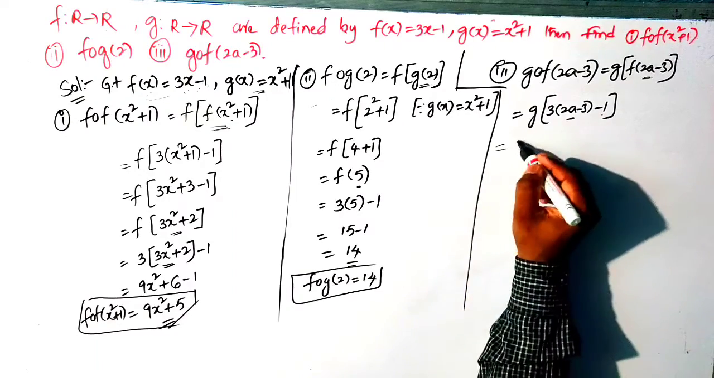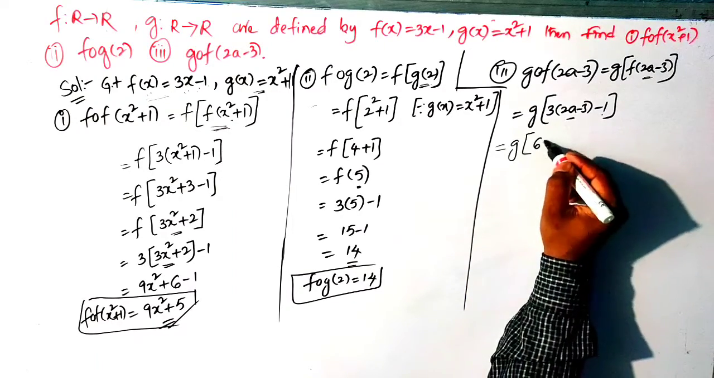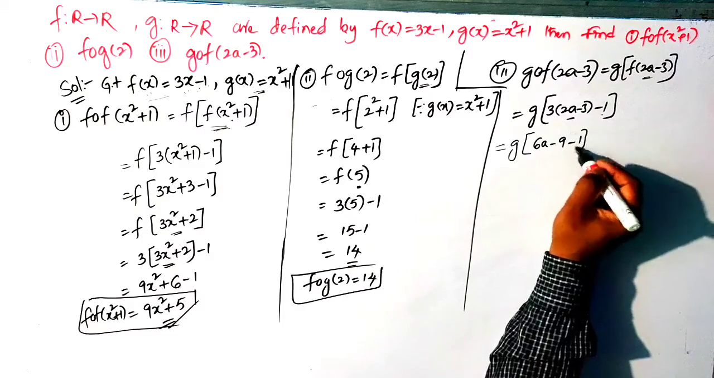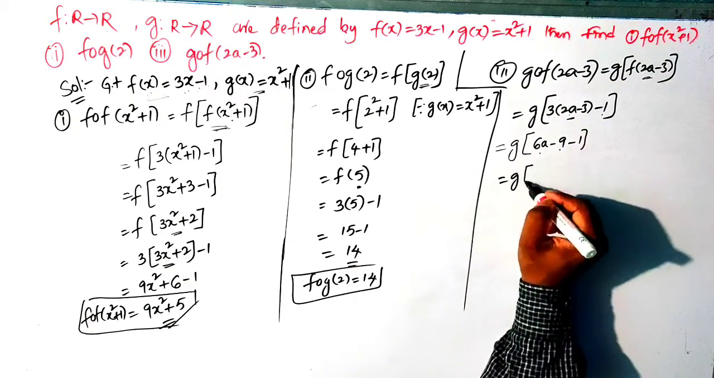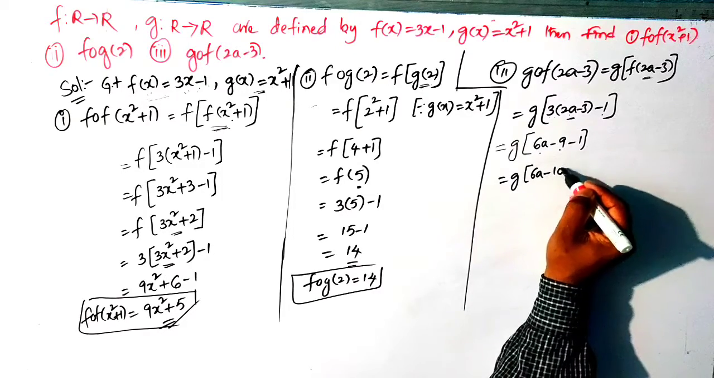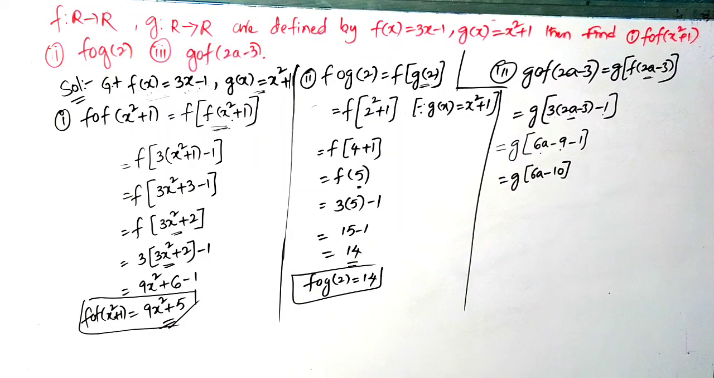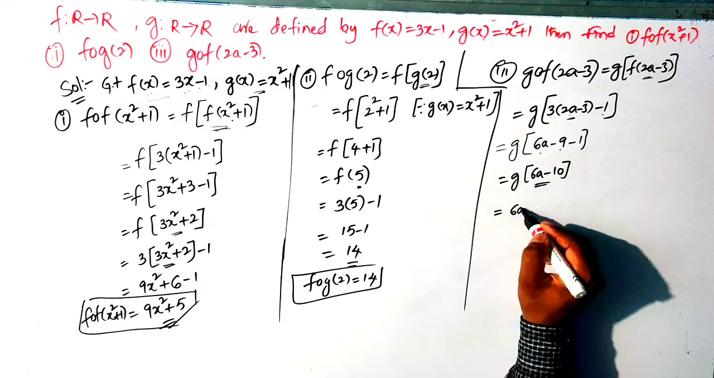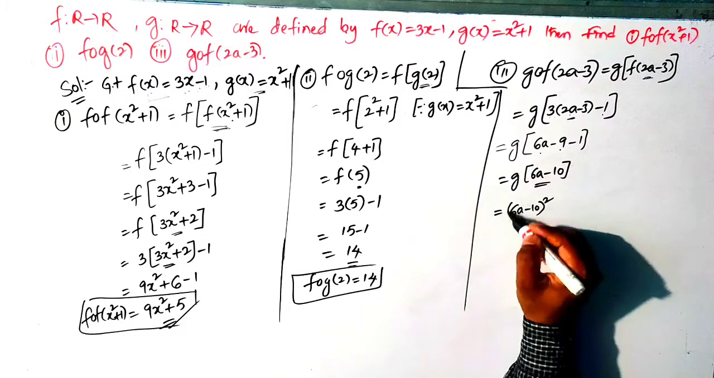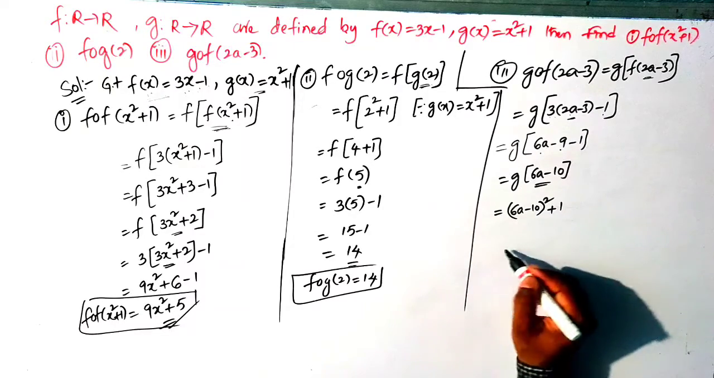So G of 6a minus 9 minus 1. 3 into 6 is 18, 3 into 3 is 9. So G of 6a minus 10 we get. Minus 9 minus 1 is minus 10. So again we got G of 6a minus 10. But given the G of X value, in place of X we substitute 6a minus 10. So what we get here? 6a minus 10 whole square plus 1.